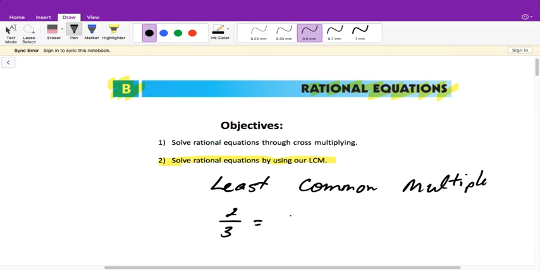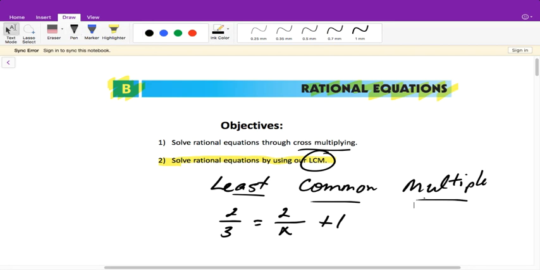a fraction. So whenever we had 2 over 3 is equal to 2 over x, well, whenever we just have two fractions equal to each other, then we use cross multiplying. But if I gave you this example and I said 2 over 3 is equal to 2 over x plus 1, it's no longer just two fractions equal to each other, so we will then need to solve by using our LCM or our least common multiple.